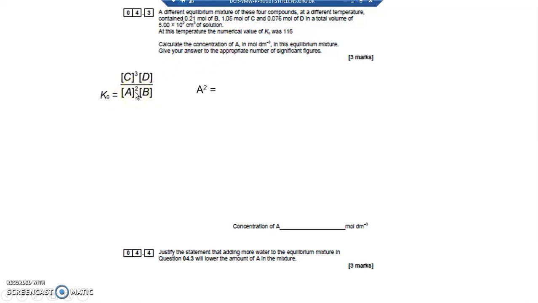So what I can do first of all is move A squared across the equal sign from the bottom up to the top, and the KC across the equal sign from the top down to the bottom. So I put the KC on the bottom by moving it across the equal sign, and I've taken the A squared from the bottom up to the top. So now I've got an expression for A squared.